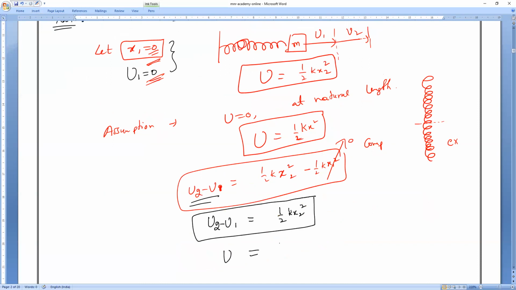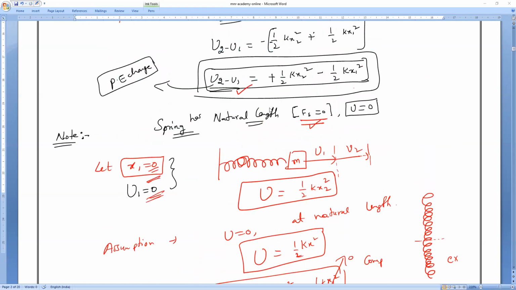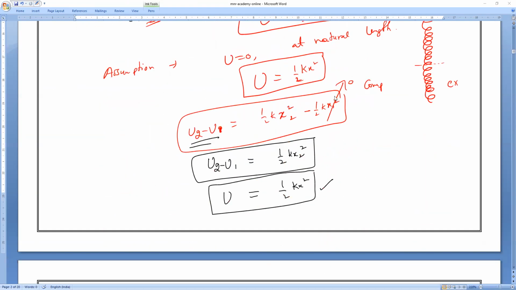Let me take it simply as U, which is half k x squared, like x2 squared. So what is the elastic potential energy formula, or spring potential energy formula? It is half k into x squared.